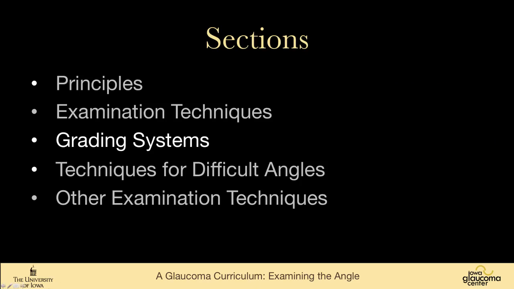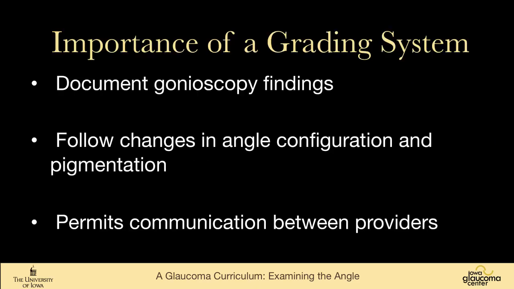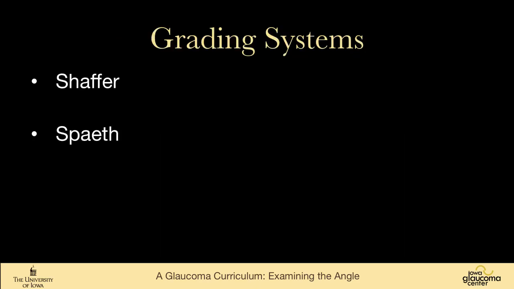We're going to go on to talk about grading systems. Grading systems are important to help one document what is being seen in gonioscopy, allowing changes in angle configuration and pigmentation to be recorded, and to permit communication between providers. There are really 2 major grading systems that are in use, the Schaefer and the Spaeth.